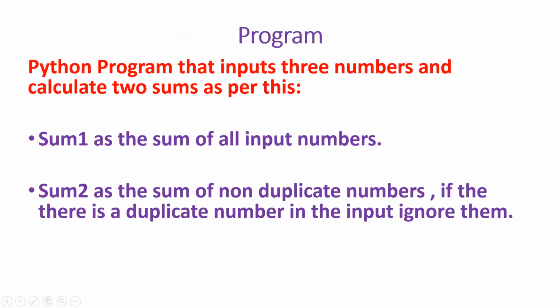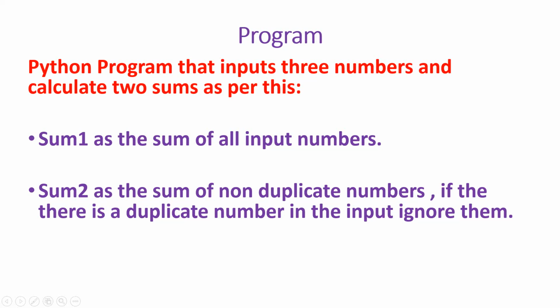Hello friends, we are going to write a Python program that inputs three numbers and calculates two sums as per the rules given below. Sum1 is the sum of all input numbers. That means all the three numbers are added and stored in the variable sum1.